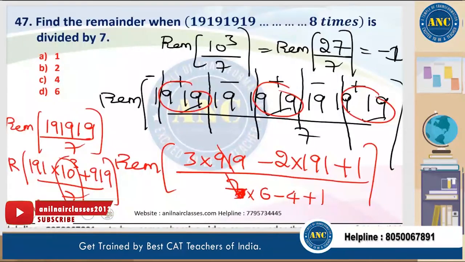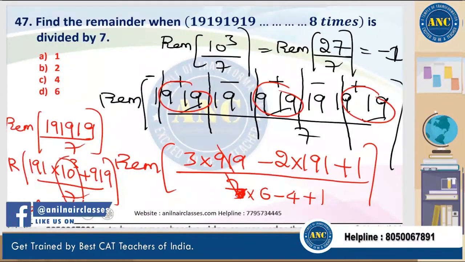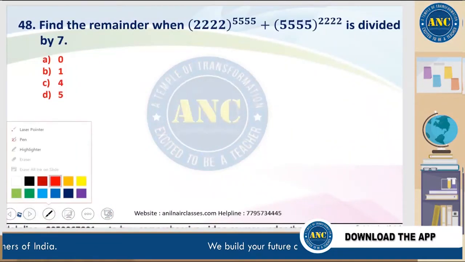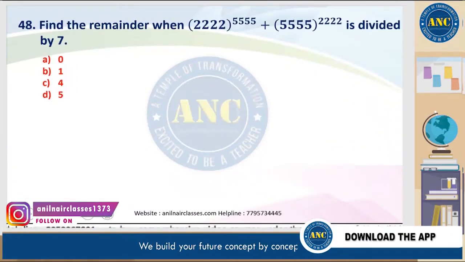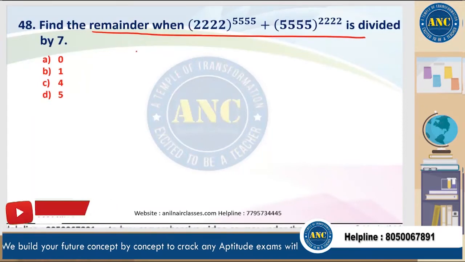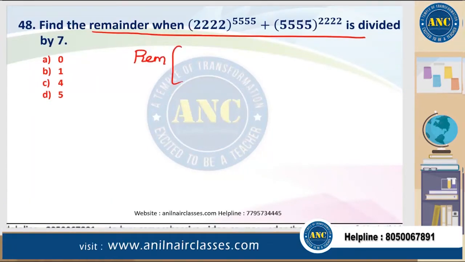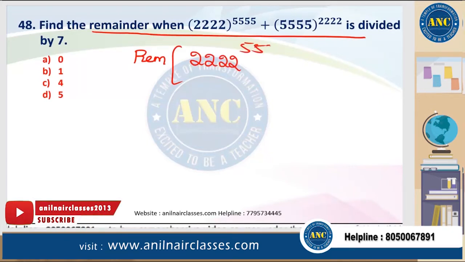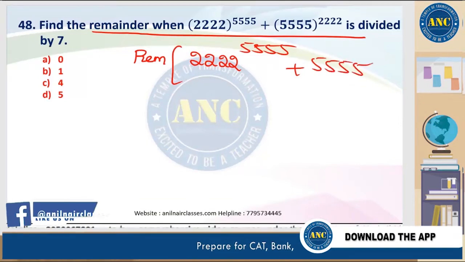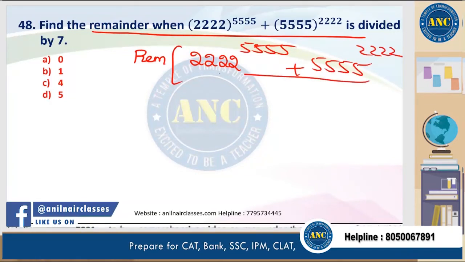Do the calculation, you will get the answer. Idea clear? Right, 47th, 48th. What is 48th? The remainder when 2222 is divided by 7. So we have already done it in the morning class: 4 2's power 4 5's plus 4 5's power 4 2's divided by 7.